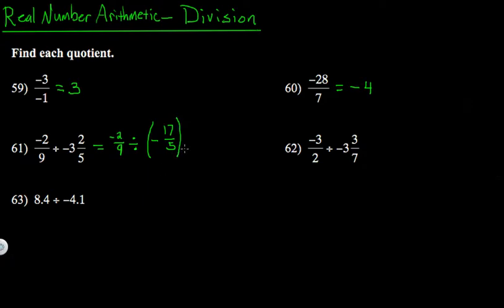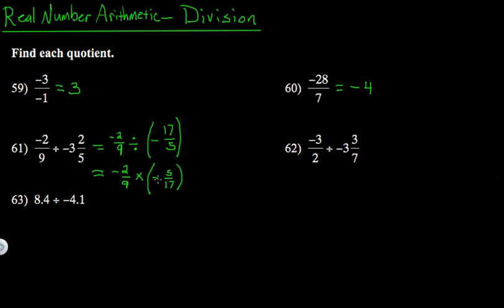Now we're going to keep it, change it, flip it. So keep it, the first fraction, we're going to keep it the same. So it stays negative 2/9. Change it, division, we change it to multiplication. Flip it, we find the reciprocal by flipping it. So we change the order of the numerator and the denominator. So negative 17 fifths becomes negative 5/17. Make sure you keep the sign the same when you flip it. We're just changing the numerator and denominator.